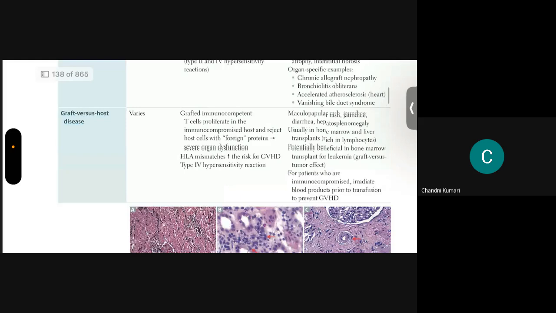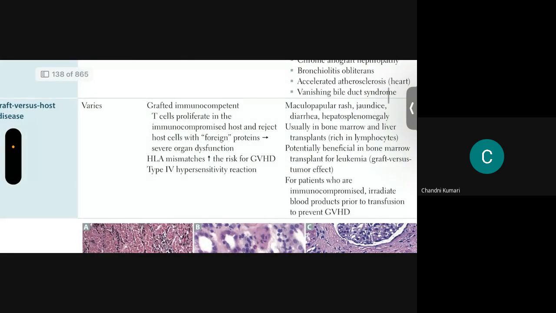Is it clear? Doctor, can you please repeat the last line, please? Okay. So the last line basically indicates that if you have an immunocompromised individual, you irradiate blood products prior to transfusion to prevent GVHD, right? Even in those individuals, you are going to irradiate the blood products as well. Because if an individual is already immunocompromised, the blood itself can sometimes contain these T cells, right? They can cause graft versus host disease, right?